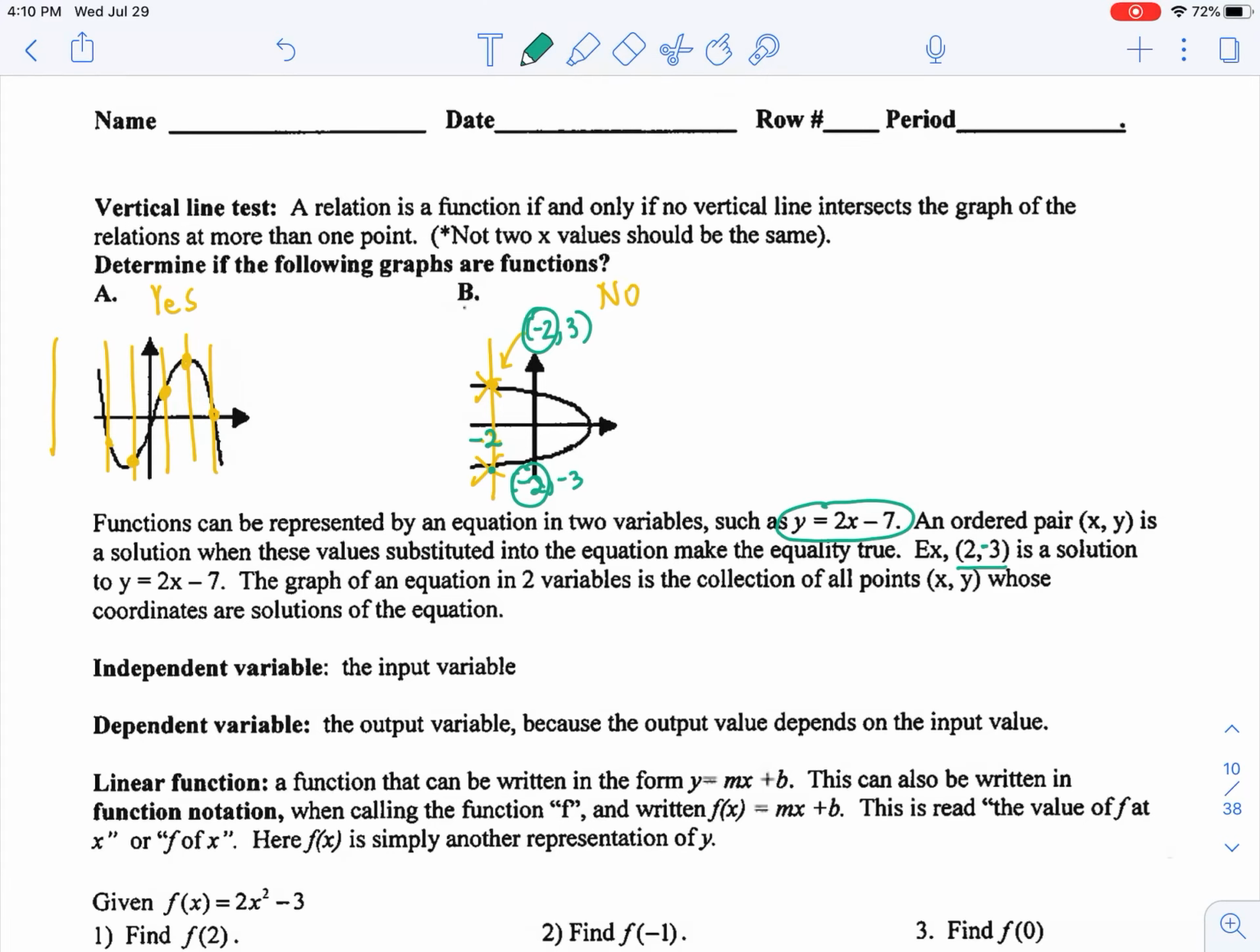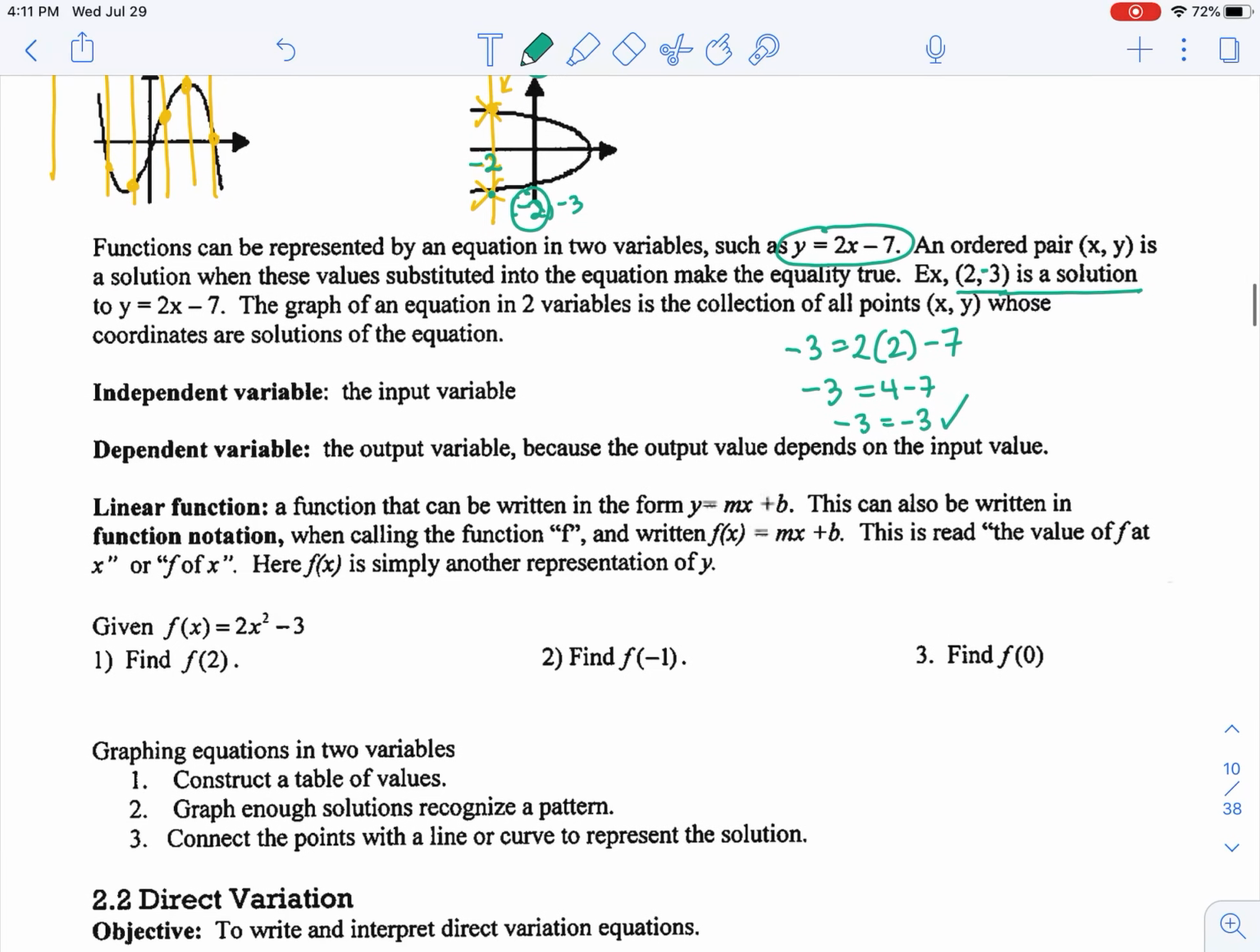Well, how do we show that it's a solution? We can plug the y coordinate in as negative 3, the x coordinate in as positive 2, and simplify from there. Negative 3 equals 4 minus 7, which does simplify to negative 3. So if that equation is true, we can conclude that 2, negative 3 is a solution to that equation.